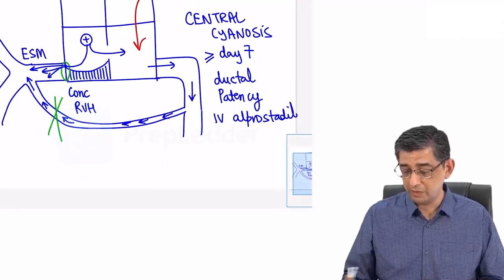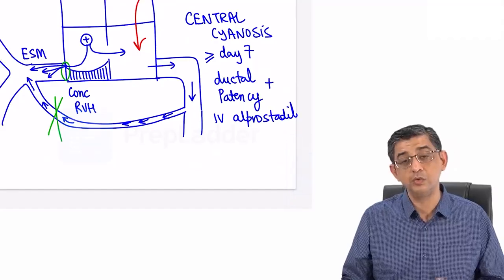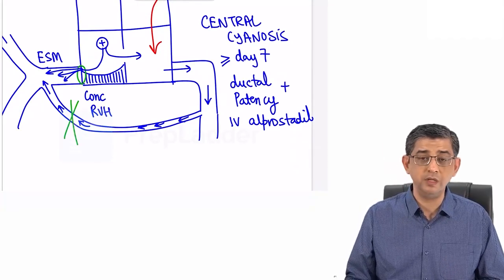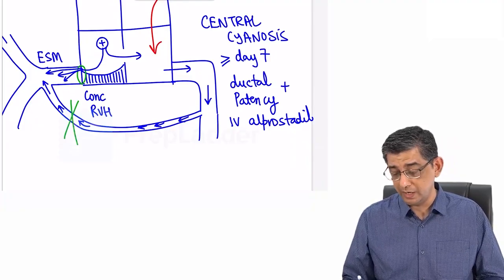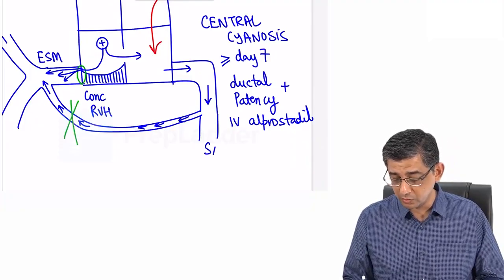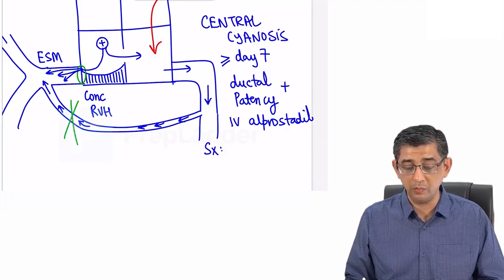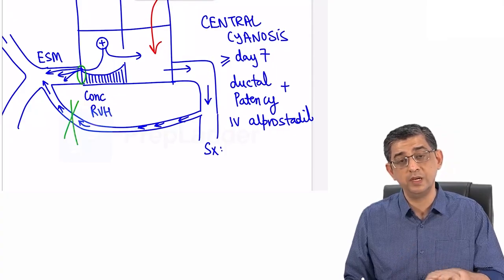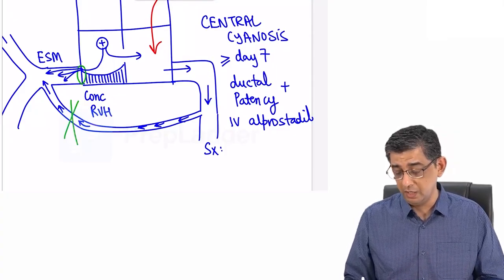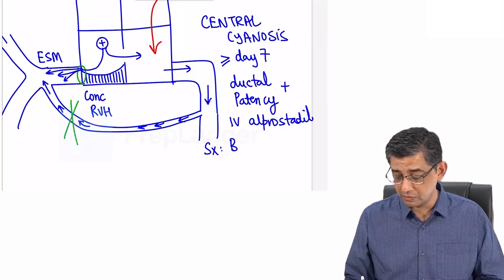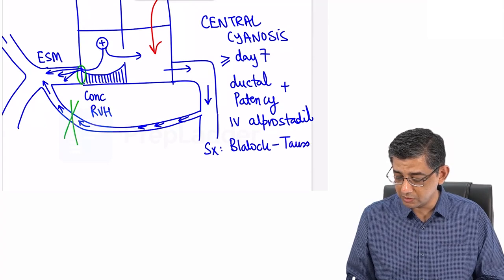So to maintain the ductal patency, the drug of choice used in this condition is alprostadil. That's a prostaglandin analog. And once I have ensured that the baby will be able to grow, because oxygen is going to be there in the body of the child, because at least some blood is going via the ductus and is getting oxygenated, we will have to plan a palliative surgery for this child. The palliative surgery is called Blalock Taussig shunt.